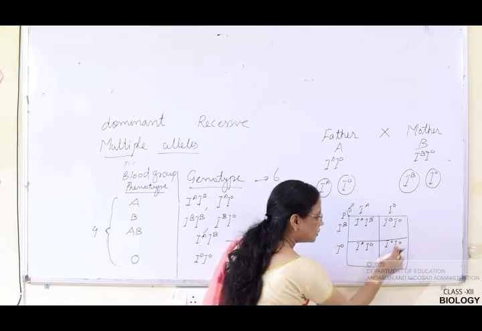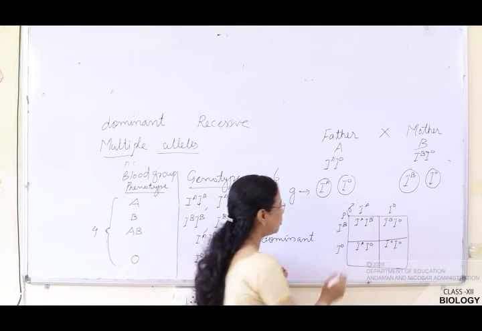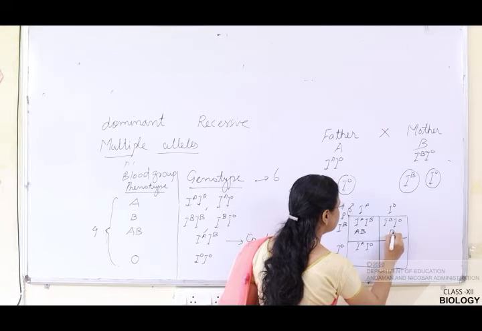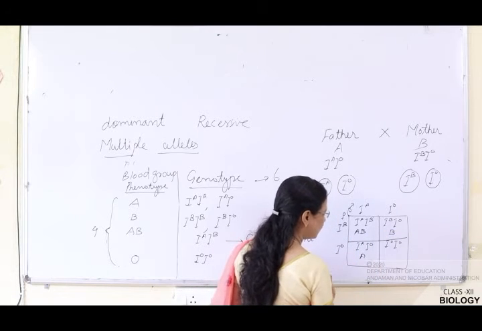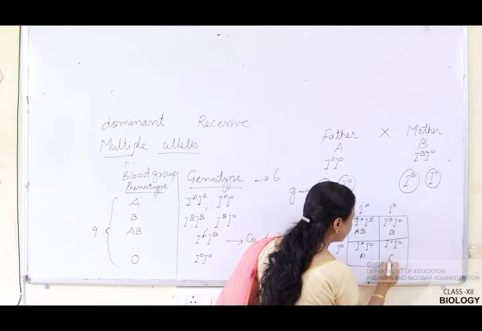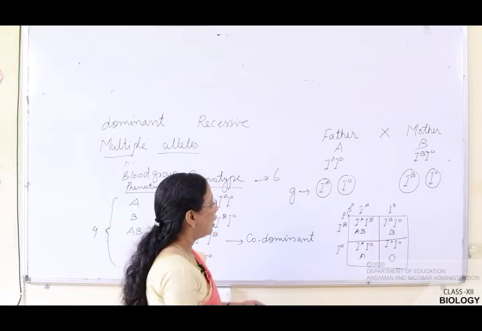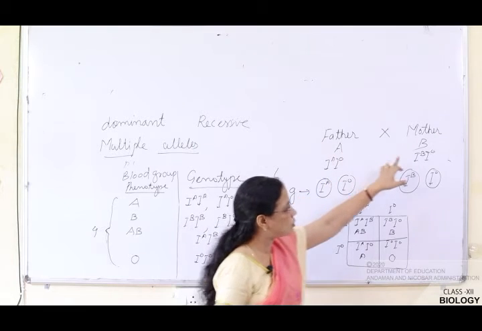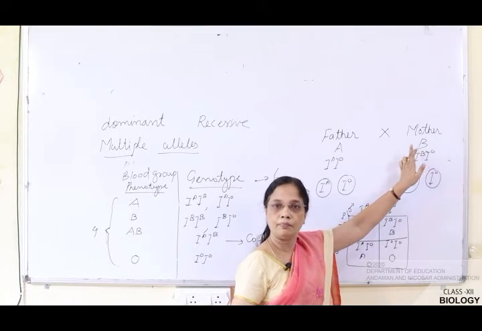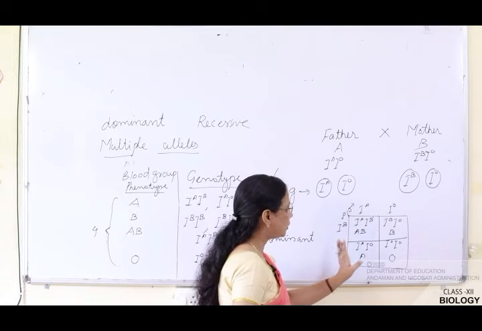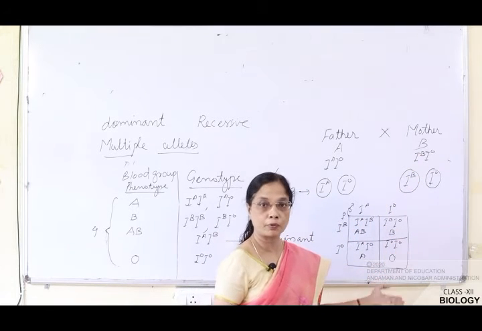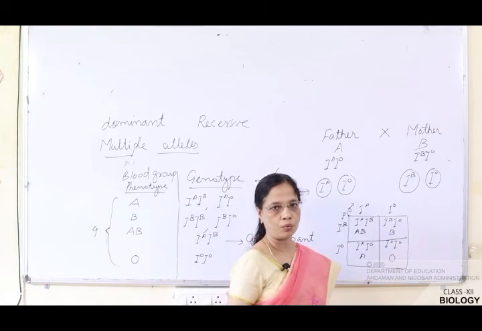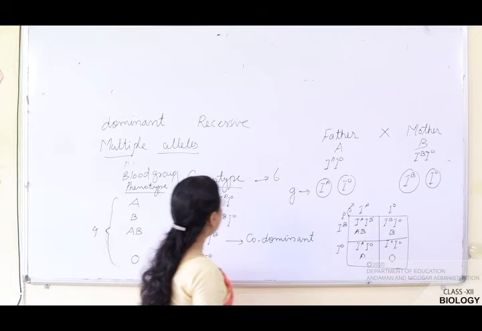This is the genotype of the blood group, and this is the phenotype: AB blood group, B blood group, A blood group, and O blood group. What you have seen, a parent who is having A blood group is crossed with a mother who is having B blood group. There is a possibility of appearance of all the 4 blood groups in their progeny. The new blood groups are AB and O. Is it clear? So this is about the multiple allele.